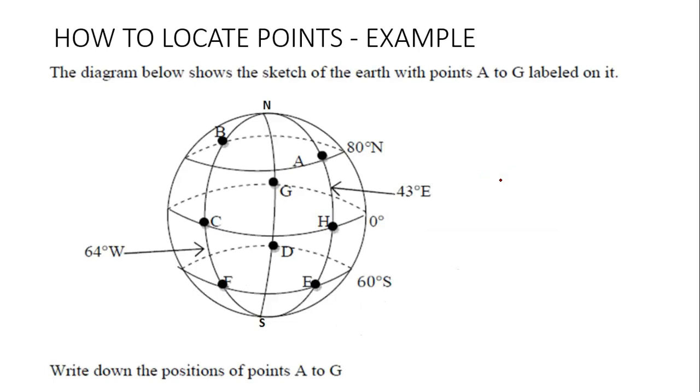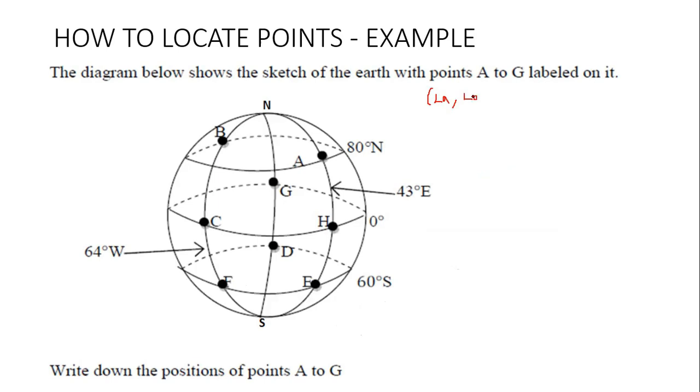Okay, so we begin to look into how to locate points. How do we locate points on the Earth's surface? Point number one: always remember, when you are locating points on the surface of the Earth, we always write them in the form of coordinates, just like the way we write x, y. But when it comes to Earth geometry, we write latitude, comma, longitude. That is how we write our coordinates.